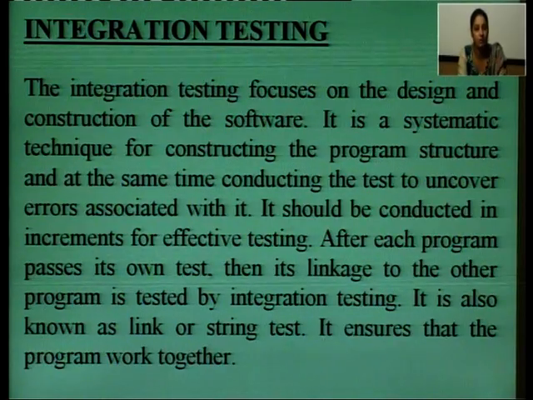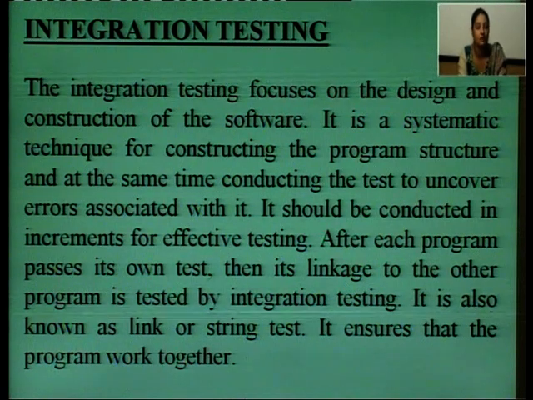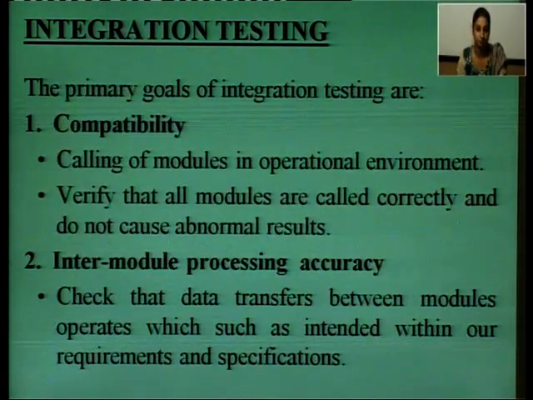First we test the first module, then add the second module, then the third module, so that we can do effective testing. After each program passes its own test, it is linked to another program. This testing is known as integration testing. It is also known as link testing or string testing. It ensures that programs work together. Here we ensure that the whole program will work properly together.